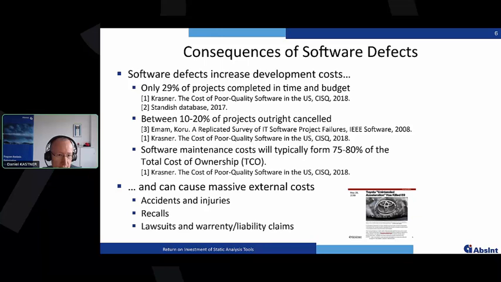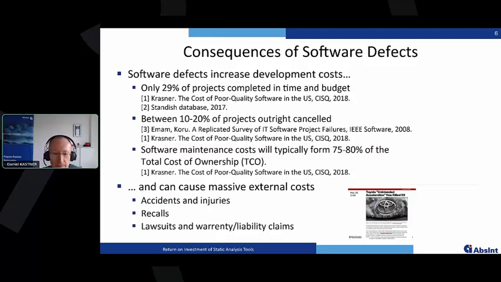And then of course, this is basically internal costs, and then there can be external costs, like accidental injuries in safety systems, recalls, or lawsuits and liability claims.